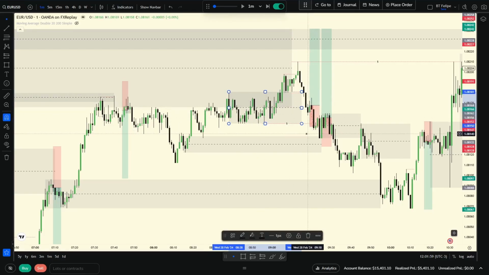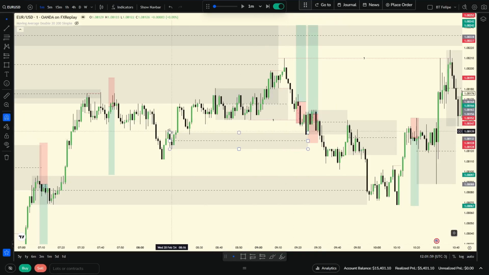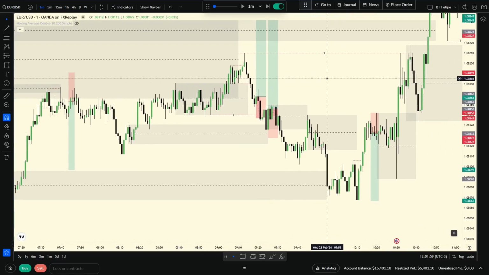Gave the candle. And then there was another POI here, which I think it was, oh, the beginning of the POI was mitigated. I didn't notice. Only the 50% was open, so this was not a valid stop. Could be avoided.